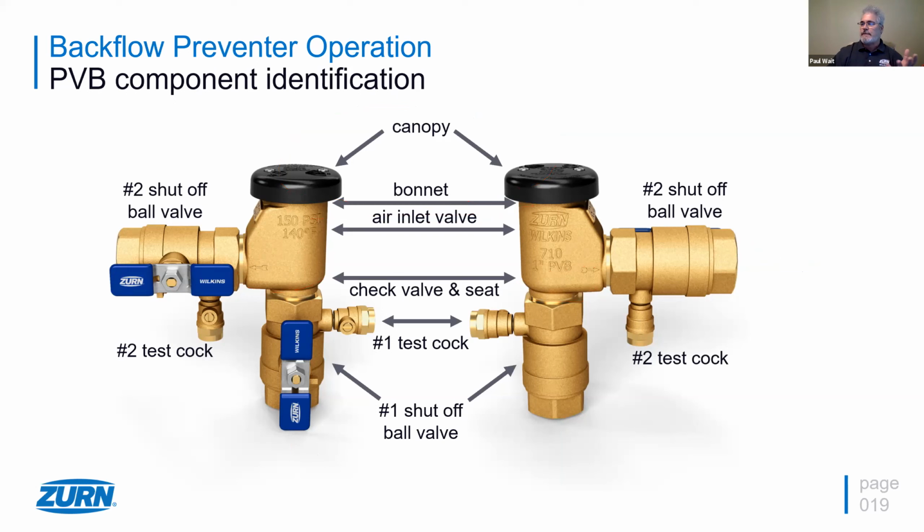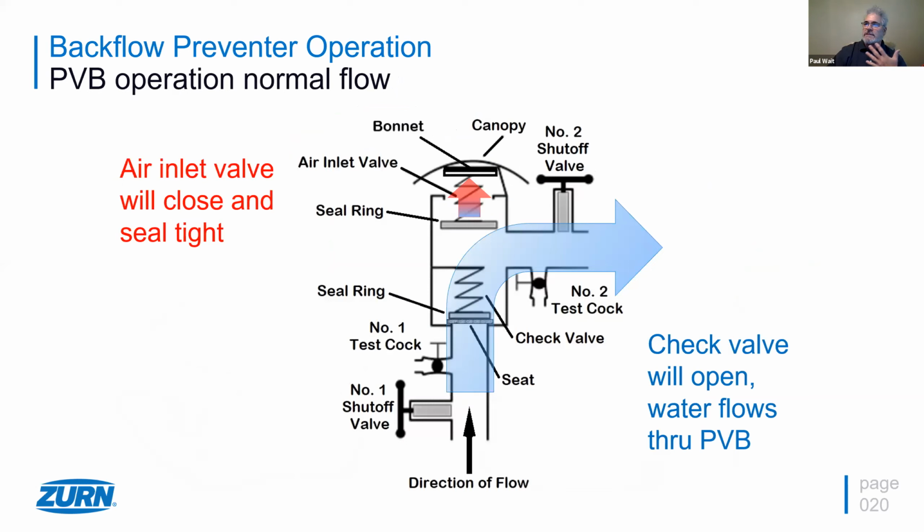So let's get into it and take a look at it from more of a technical point of view with the schematic. Here we have the same components. We've got our canopy up here on top. We've got our bonnet, which basically is connected to the canopy, and the bonnet is usually threaded into the body. So it's physically connected to the body.